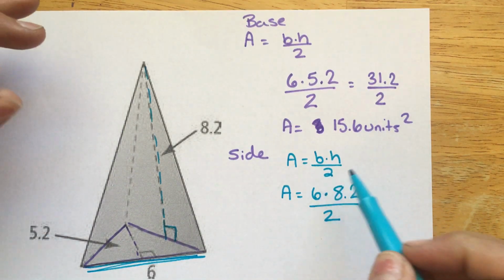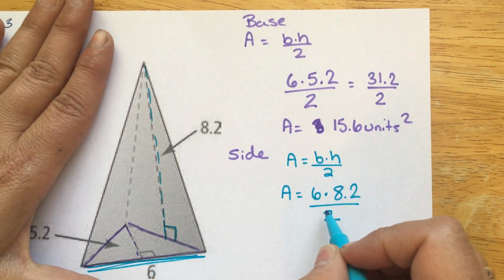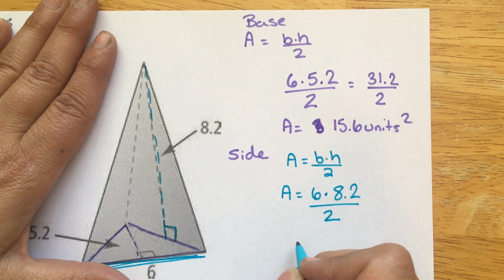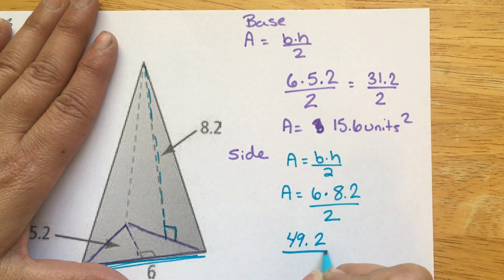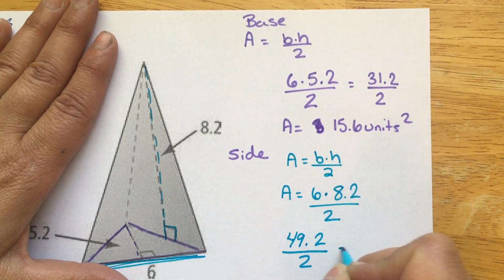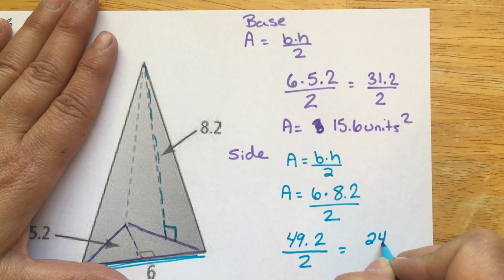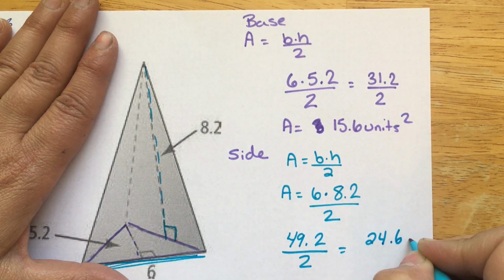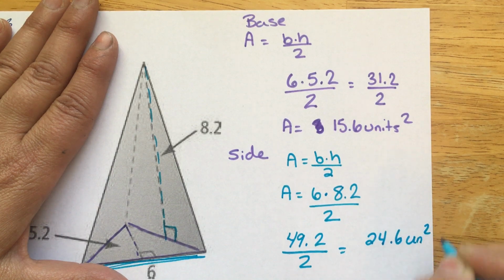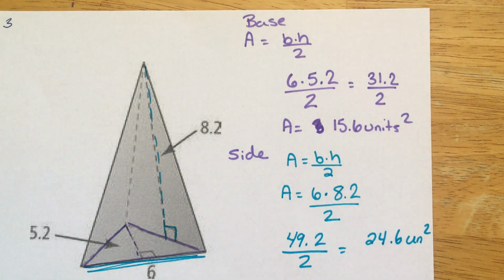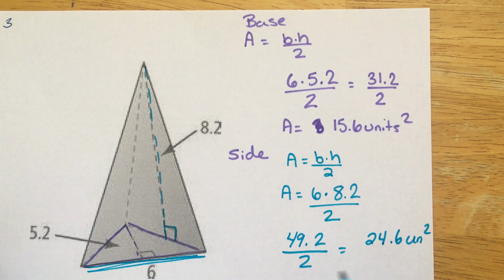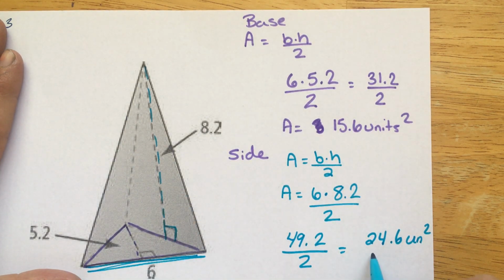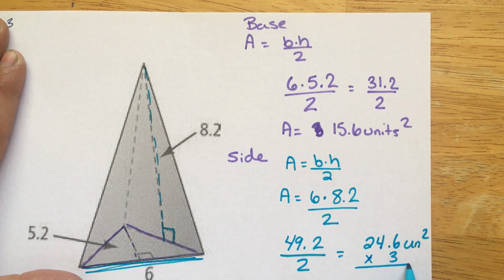So what I'm going to do is then multiply these two together, 6 times 8.2, and I'm going to get 49.2. I still have to divide that by 2, and that would equal 24.6 units squared, right? But I'm not done yet, right? Because that is just the area for one side. How many sides do I have? I have 3 sides. So I have to multiply this by 3.